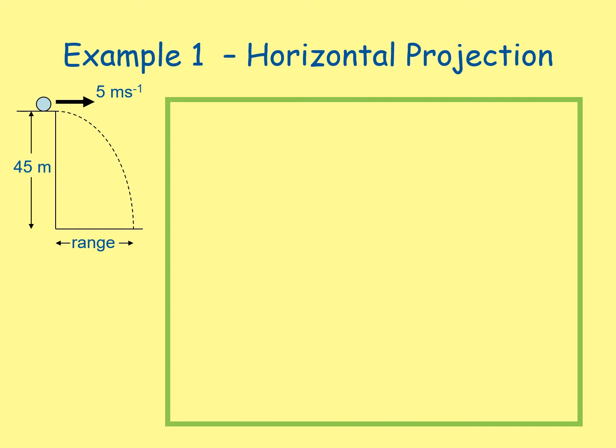Part C asked us to work out the vertical velocity just before impact. So we can use our vertical components this time. The best equation to use would be v equals u plus at. u was 0 here, a was 9.8, and we just worked out the time to be 3.03. This gives a velocity of 29.7 meters per second.